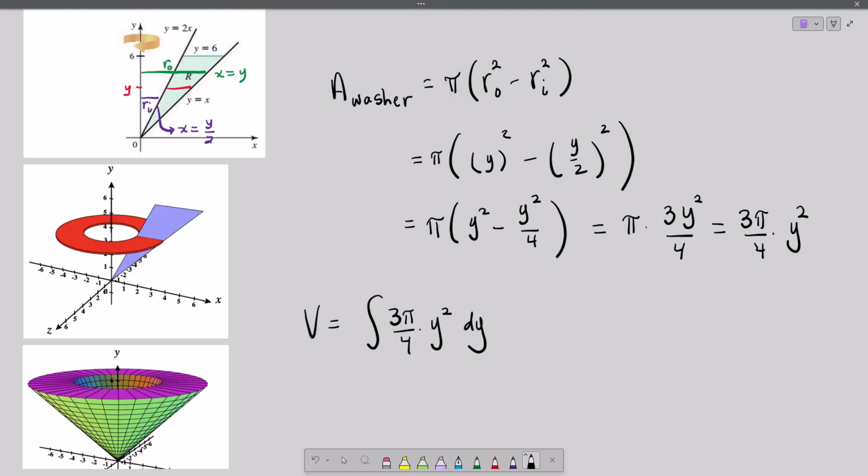And they've given us our limits of integration. They're going to come from the y-axis because we have a dy. When you have a dy, you're looking at the y-axis. So the domain for this integral is right here. We're going 0 to 6.